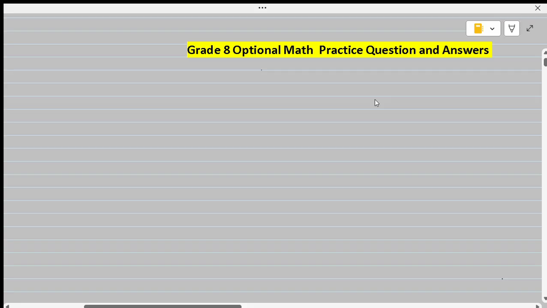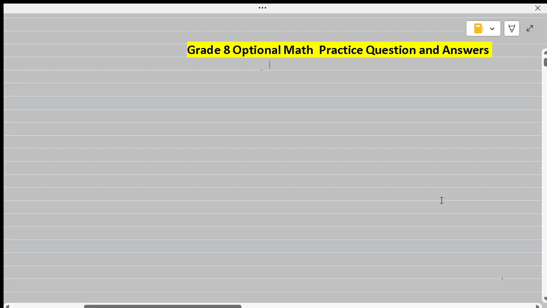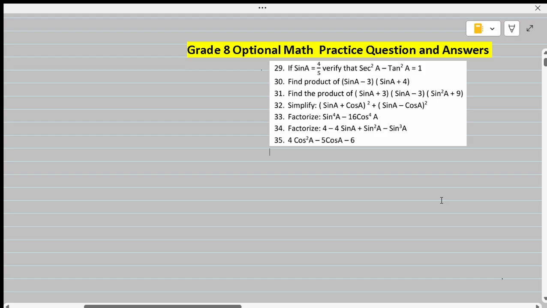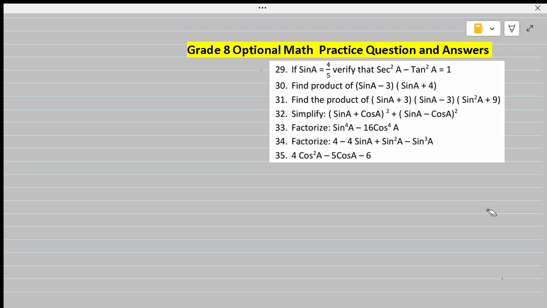Now 29. Okay, so 29 to 25 I keep here. Okay, 29 to 35, right? So in 29 number, what do you see?